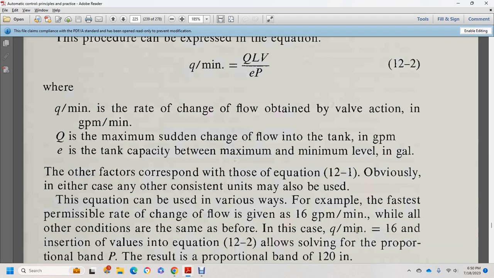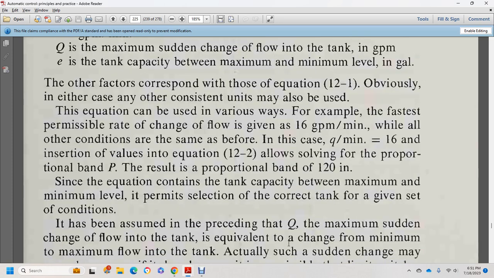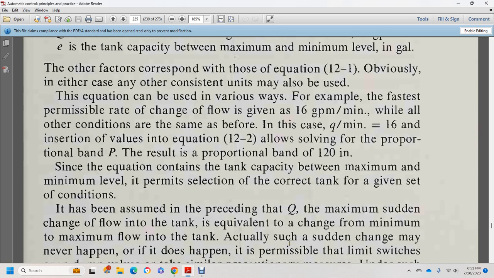The other factors correspond with equation 12.1. Obviously, either case with other consistent units might be used, and the equation can be used in various ways. For example, if the fastest permissible rate of change of the flow is given as 16 gallons per minute, with all the other conditions the same as before, Q equals the rate of change of flow with the valve action in gallons per minute, 16, inserted into the equation. The values in equation 12.2, over the proportional band, result in a proportional band of 120 inches. The equation contains the tank capacity between the maximum and minimum level, which permits the selection of the correct tank for the given condition.